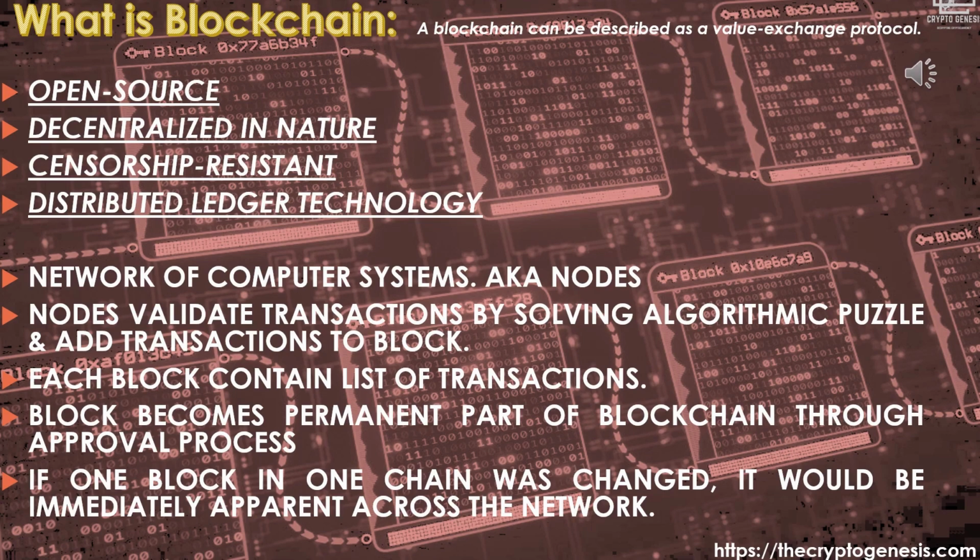Blocks are collections of data that contain transaction records. Each block is linked to the previous block in the chain, creating an immutable record of all transactions on the network. If one block in the blockchain was changed, it would be immediately visible across the network. If hackers wanted to corrupt a blockchain system, they would have to change every block in the chain across all the distributed versions to make it valid.